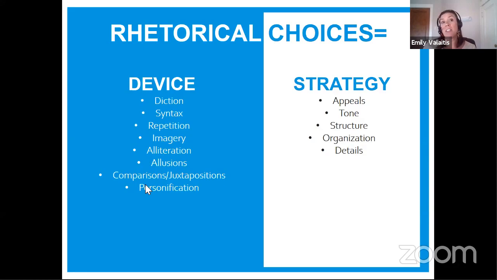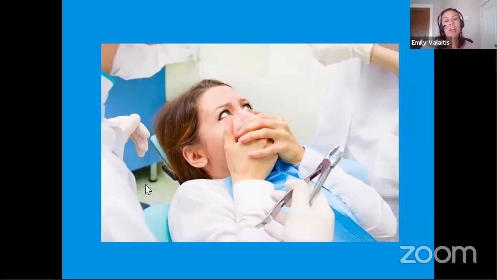It could be something that's very small and found within the text, like at the insular level, the word choice, like a word, the syntax repetition, certain words being repeated, alliteration, allusions. But you might also think more at a macro level, the piece as a whole, thinking about appeals, tone, how it's organized or structured, or even some of the details that are included. This list isn't meant to be exhaustive, but more of just a quick reference that the choices should be tied to rhetoric.